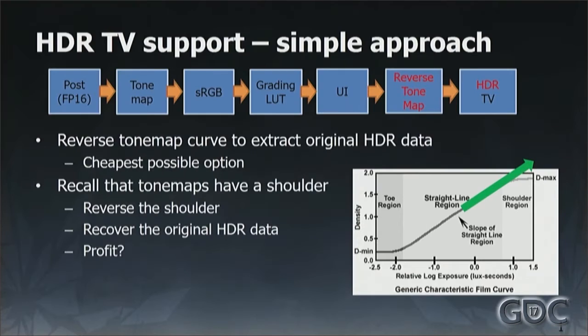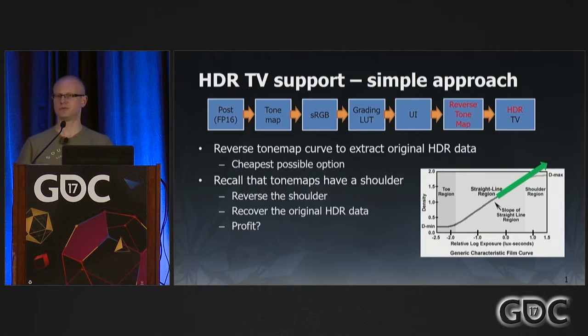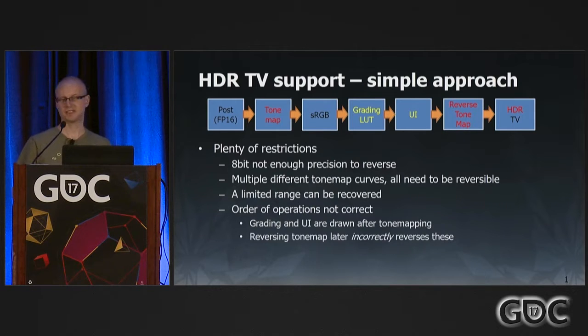So there's a few different ways to do this. And the simplest approach, and one that I would suspect that several people have already done, is to just try and look at this tone map curve and see that it's using range compression. So why can't we just reverse the range compression and get the values back? So yeah, get the shoulder, undo the shoulder, recover the original values, and profit. Sounds simple enough. And it is simple enough, but it has some trouble.